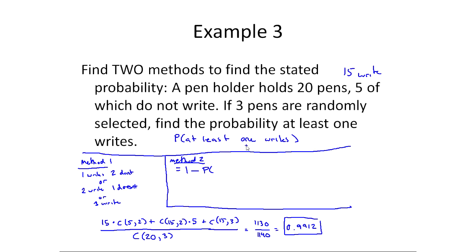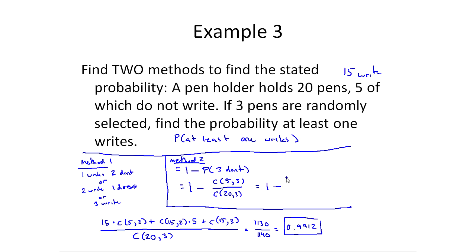And so I say, okay, if at least 1 writes, that's all these cases. What's the left out case? That 3 don't write. So it's 1 minus the probability you pick 3 that don't. So this would be 1 minus, okay, now I've got to figure out this probability. Well, you're picking 3 pens out of 20. And then we want to know the probability of picking 3 that don't write. So out of the 5 that don't write, you're picking 3. So this is 1 minus whatever that fraction is.